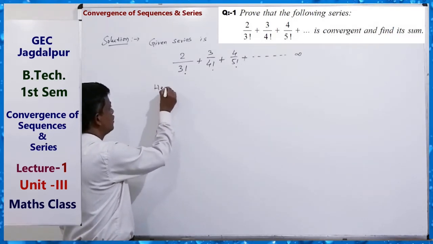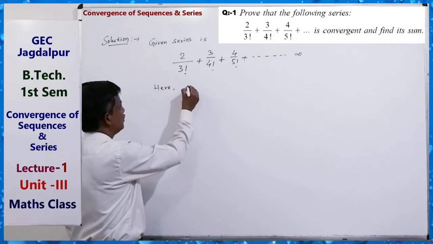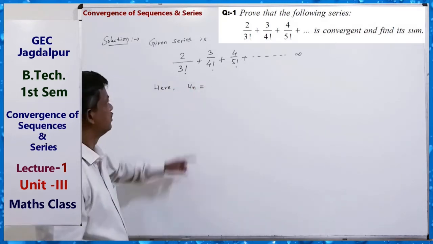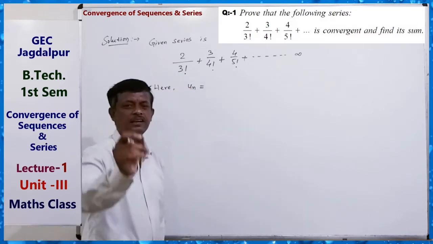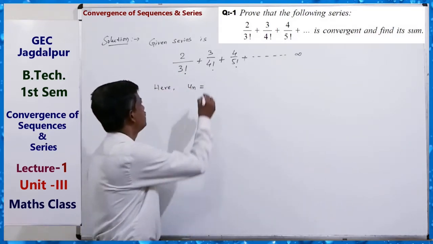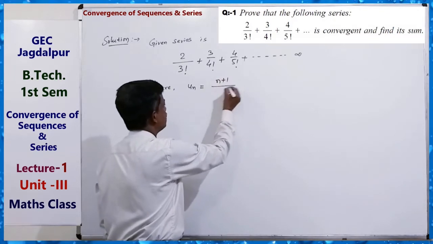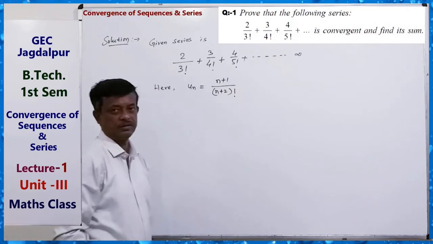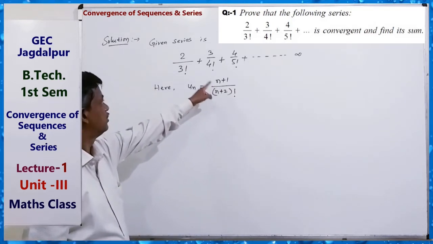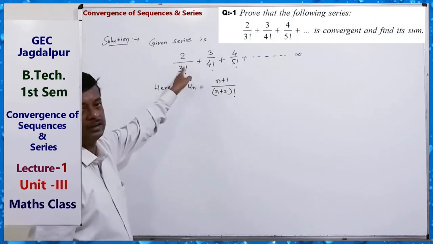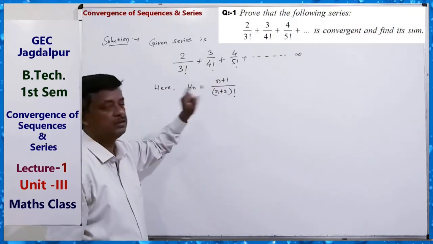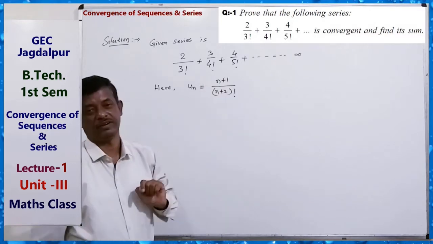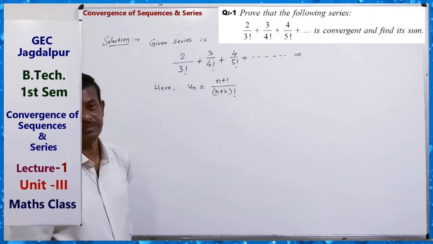Here un is equal to, we can write n generally starting from 1, so we can write n plus 1 upon n plus 2 factorial. So n equals 1, then 2 by 3 factorial. N equals 2, then 3 by 4 factorial. N equals 3, then 4 by 5 factorial. So un equals this.